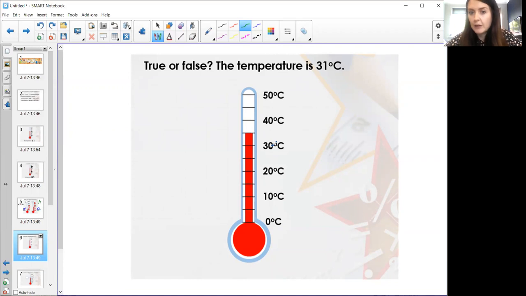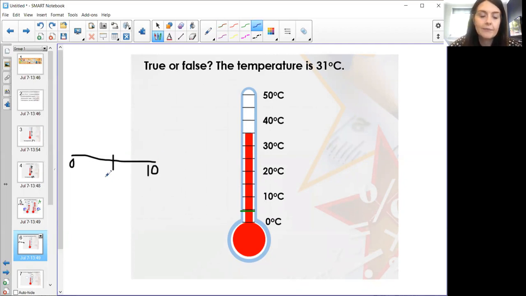So let's think about what it could be going up in. This line in the middle is exactly halfway between 0 and 10. So if I draw myself another little number line, I've got 0 here and I've got 10 here. What number comes exactly in the middle of 0 and 10?